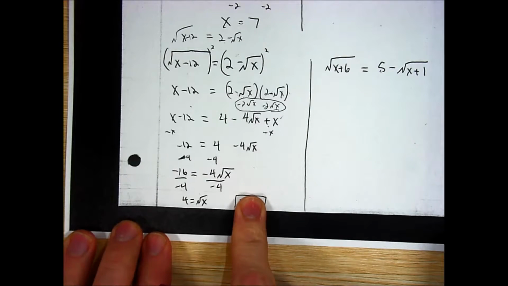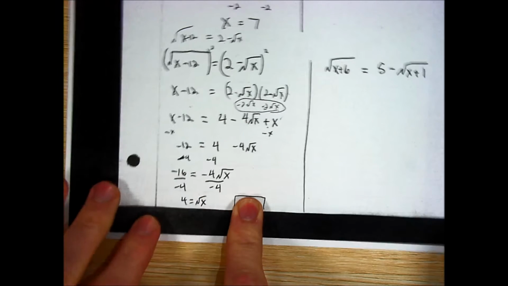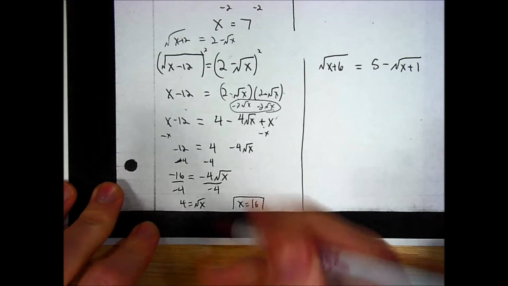I had a bunch of kids in class today just blurt out the answer, oh, it's 2. No, the square root of 4 would be 2. I want the square root of x is 4. So we would square both sides.